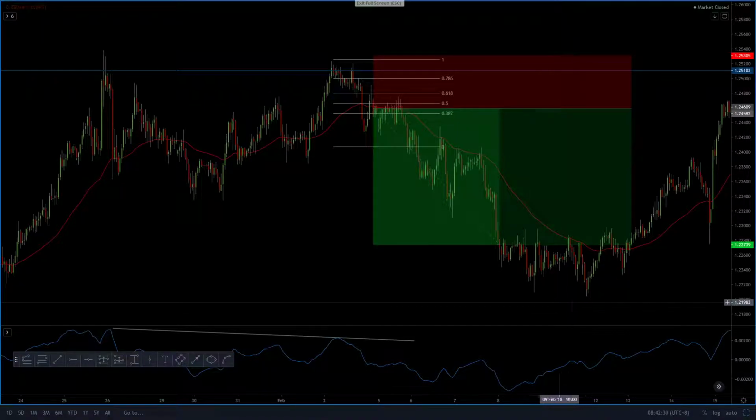That's it for Fibonacci retracement, guys. Hope you got a lot out of it. The next one coming up will be Fibonacci extensions to identify possible profit targets.